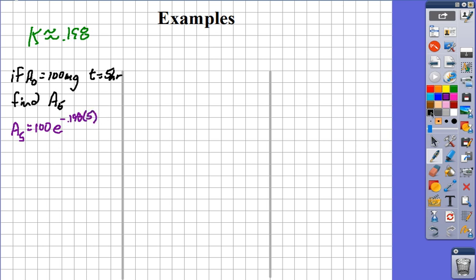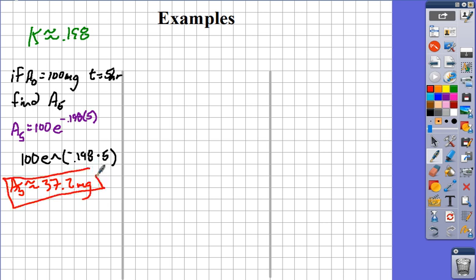Now, this we can put straight into our calculator pretty much, and our calculator would look like this. 100 e, we don't have to put multiplication because it's implied multiplication. e will start a caret and a parenthesis for you, and you're going to put in negative 0.198, multiply 5, and close that parenthesis. And what we're going to find is that A sub 5 is approximately 37.15. So let's call that 37.2 milligrams.